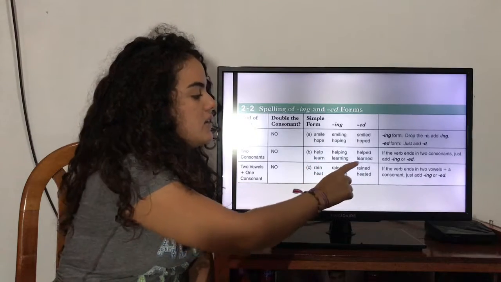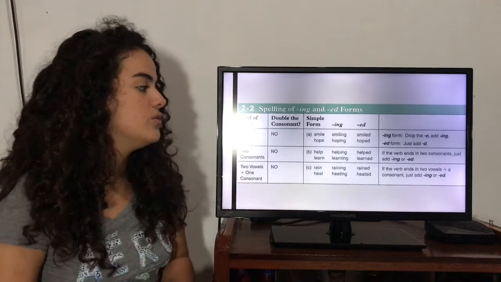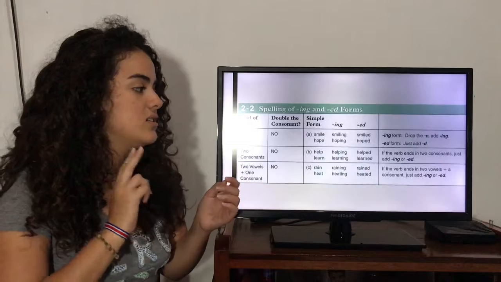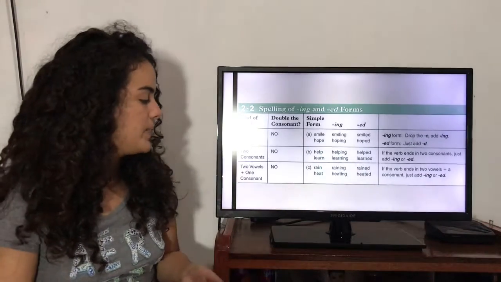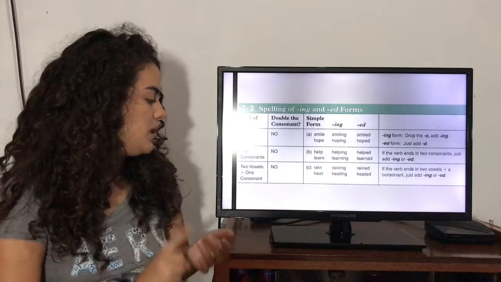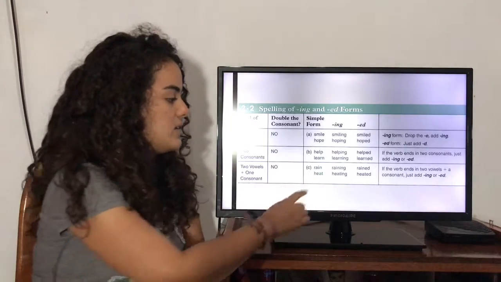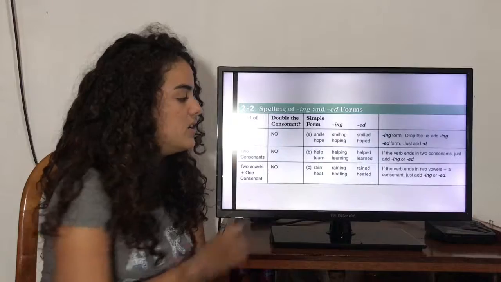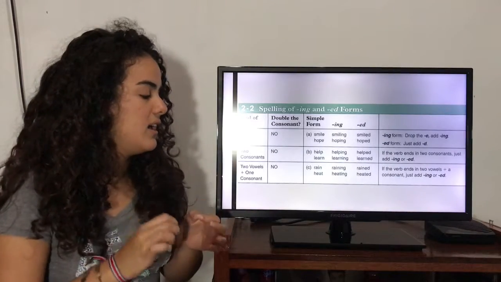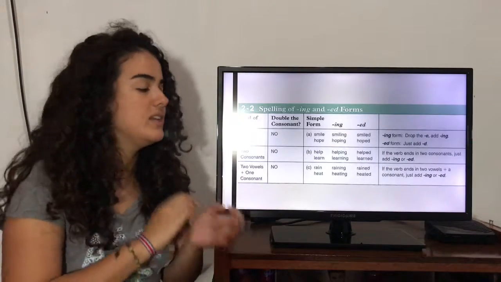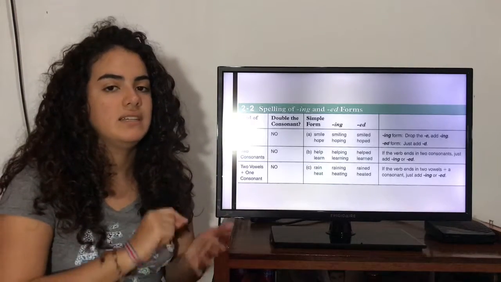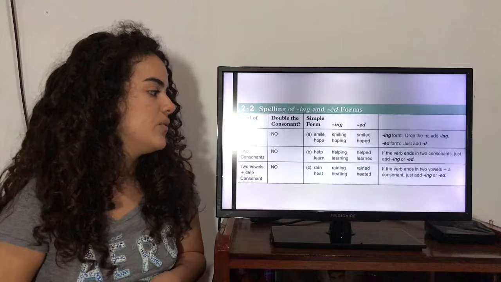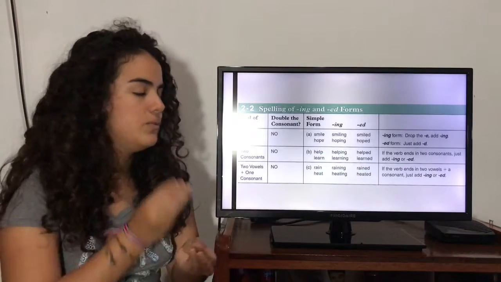Learn, learning, learned. So those are the verbs that end in two consonants. We just need to add ing or ed. With two vowels plus one consonant, like rain, we just need to add ing, raining, or in the past form, rained, ed. And if the verbs end in vowel and consonant, we just need to add those.